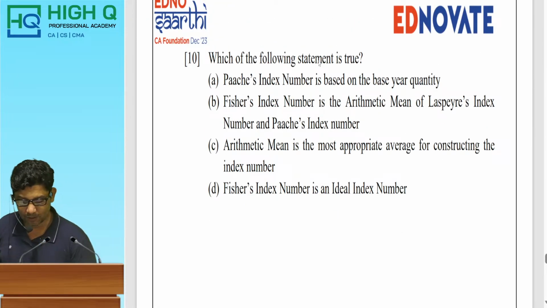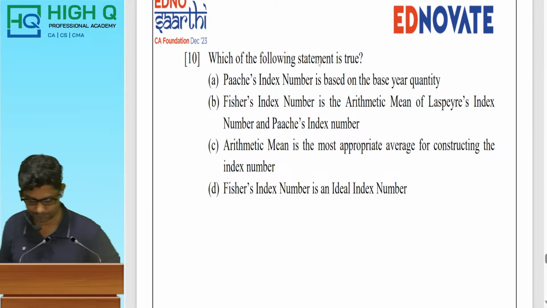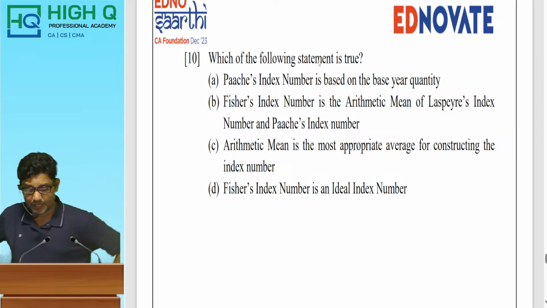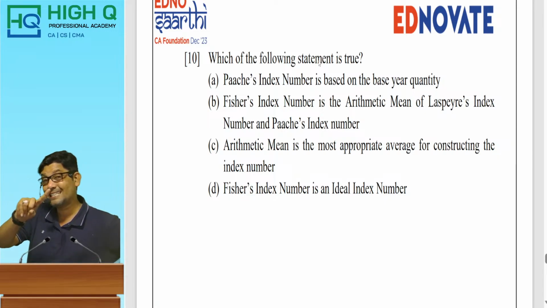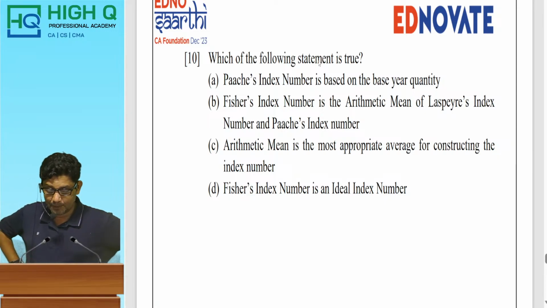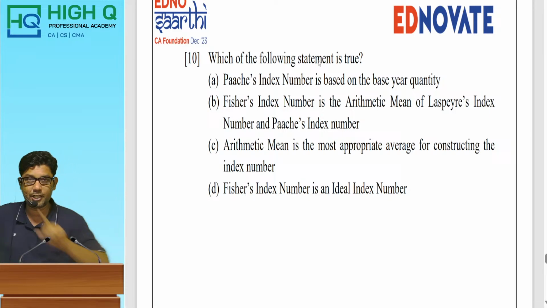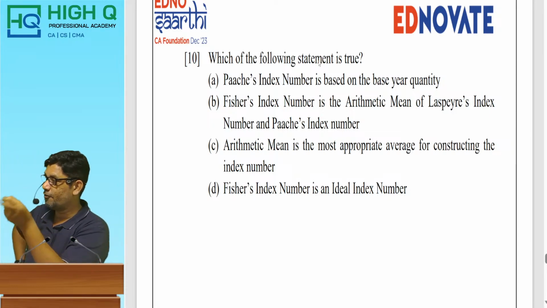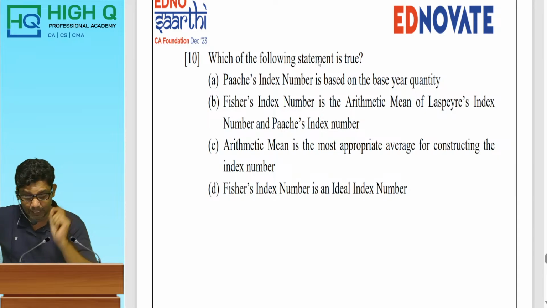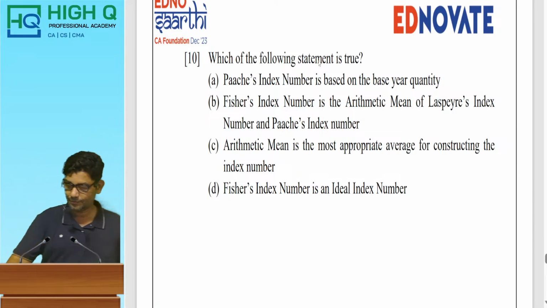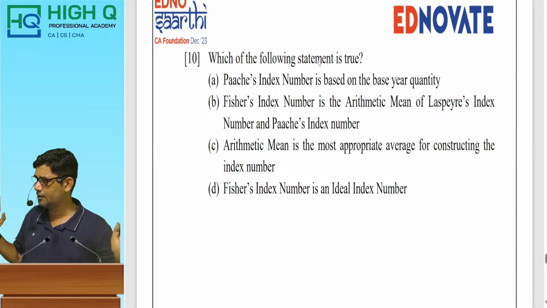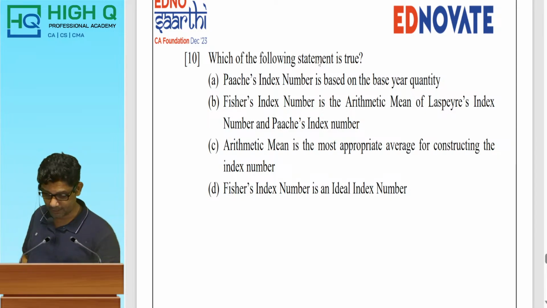Next, which of the following statement is true? Paasche's index number is based on base year quantity. No, Paasche's index number is based on current year quantity. Fisher's number is the arithmetic mean of Laspeyres' and Paasche's. No, Fisher's is geometric mean of Laspeyres' and Paasche's. Arithmetic mean is the most appropriate average for constructing the index number. Or Fisher's index number is an ideal index number. Which is the right answer? Are all agree with me, my dear? Of course, D.